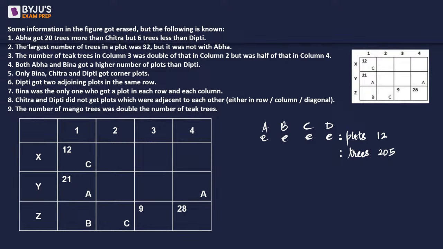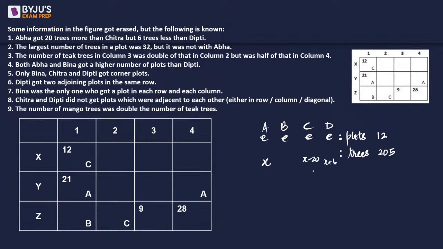Let's start. Abha got 20 more trees than Chitra, but 6 trees less than Dipti. So Abha को अगर X trees मिलता है, see, it's about trees. That's why I'm writing it below. ये E मैं erase कर दूंगा बाद में, ठीक है? आप टेंशन मत लेना. Abha got 20 trees more than Chitra. So Abha got X, तो Chitra got X minus 20. But 6 trees less than Dipti. So Dipti got X plus 6.